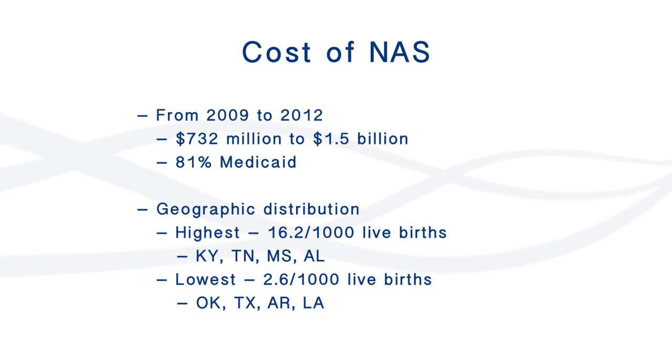Geographically, we do see differences in distributions. The highest rates are in Kentucky, Tennessee, Mississippi, and Alabama, about 16 NAS infants per 1,000 live births. The lowest rates are in the middle of the country, Oklahoma, Texas, Arkansas, Louisiana, with just 2.6 per 1,000 live births. Now, this distribution is something that's changing constantly.